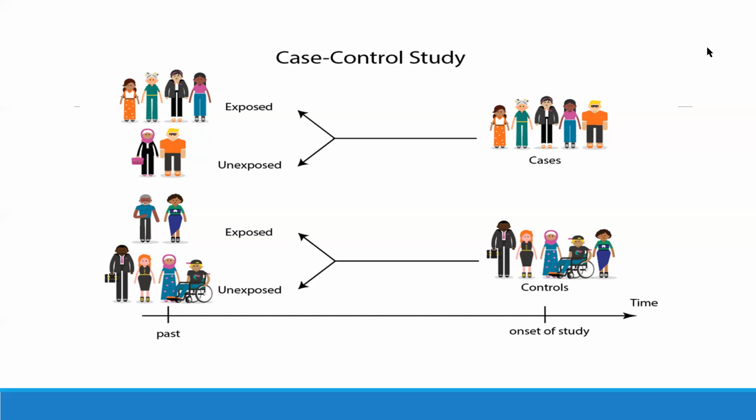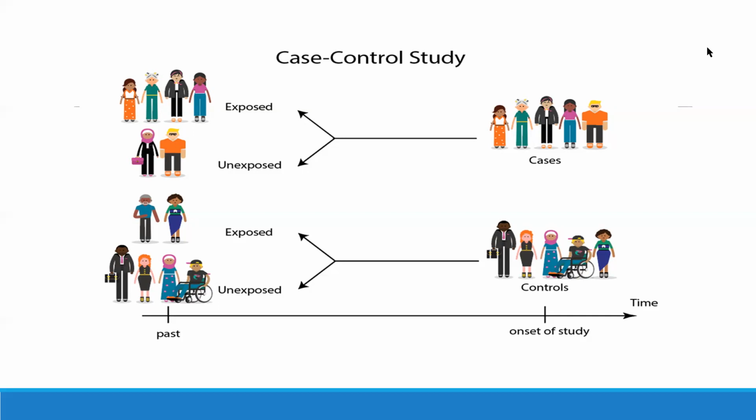So the key thing to remember about a case control study is that you start with the outcome. You start with the end. Patient had a heart attack. Patient had a surgical complication. Patient had rapid progression to the next stage of cancer. And then the other group, you have patients that did not have that.